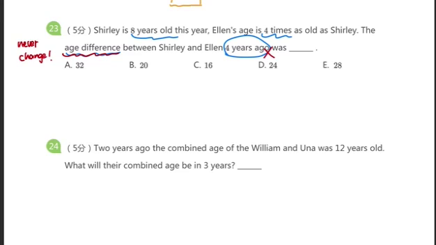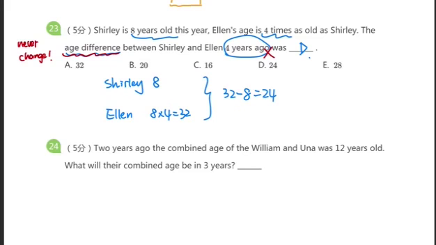So now we know Shirley is 8 years old. And how about Alan? Alan is 4 times as old as Shirley, so it should be 4 times 8 equals 32. And then the age difference should be 32 minus 8, which equals to 24. So the final answer for this question should be D. And then let's move on to the last question.